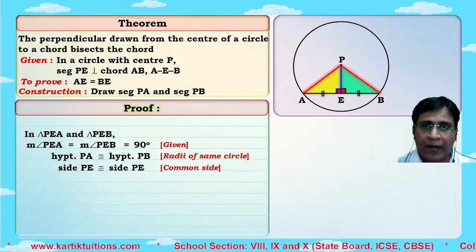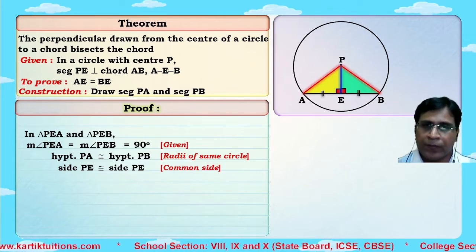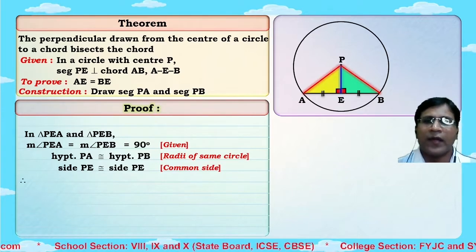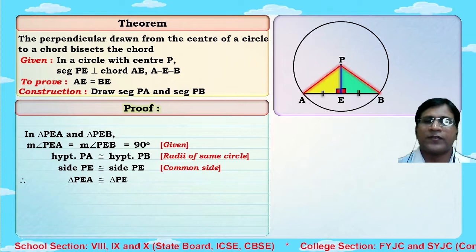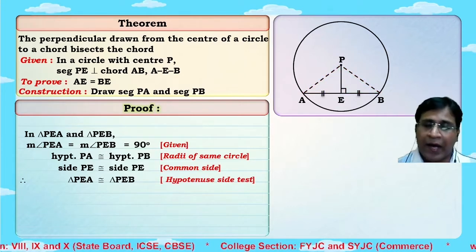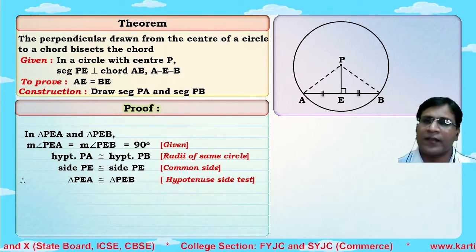Now in a right angle triangle, whenever you have the hypotenuse congruent and one pair of sides congruent, we say both the triangles are congruent by the hypotenuse side test. It is also known as the RHS test. So the RHS test and the hypotenuse side test are one and the same.